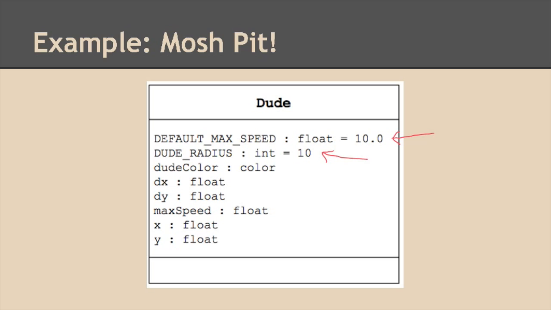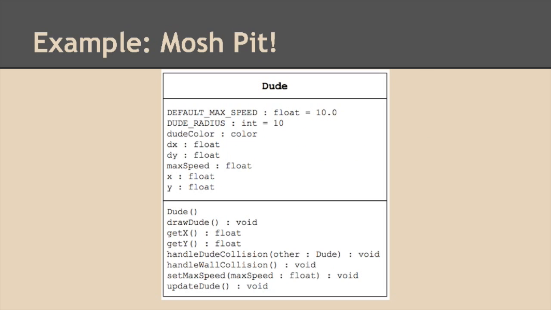And then we'll have some different variables that can change between dudes. We'll have the color, so each dude can be a different color. We'll have their maximum speed that they can move, and that will vary depending on the level of the song that's playing. We'll have their X and Y location, okay, so that's just like Solopong. And also, just like Solopong, we'll have a dx and dy variable that represent their actual speed in each of those directions.